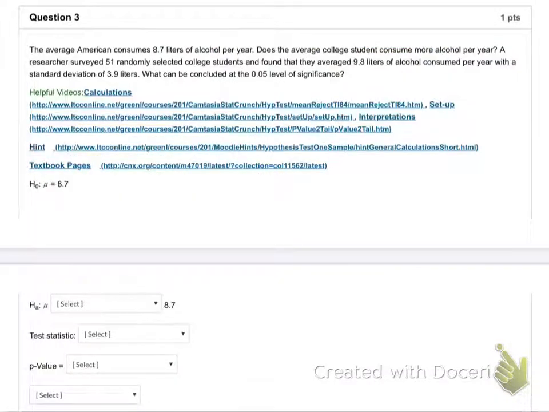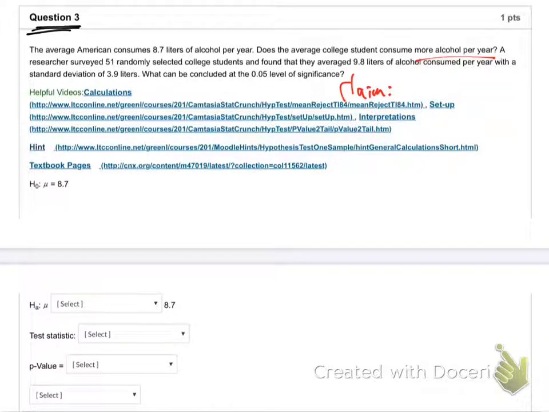Okay, so here's question 3. I skipped question 2 because it was pretty much the same thing as question 1. So now on question 3. The average American consumes 8.7 liters of alcohol per year. Does the average college student, we had this problem in the homework, huh? Does the average college student consume more alcohol per year? And then there's some data on a research. Okay, so you know what we need to do? We need to write the claim first off. Or the question. The claim, the question, same kind of thing.